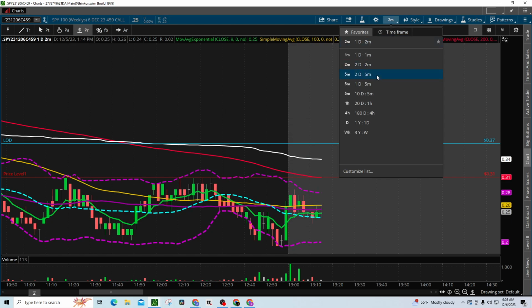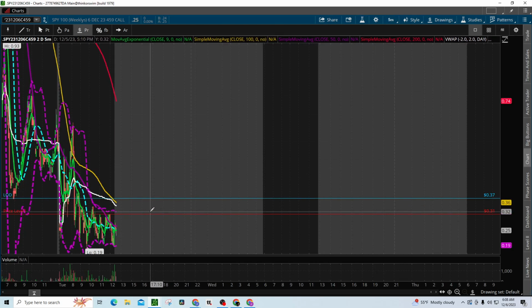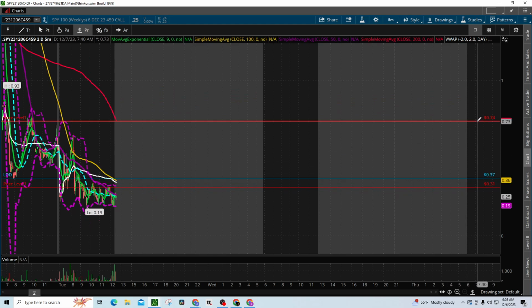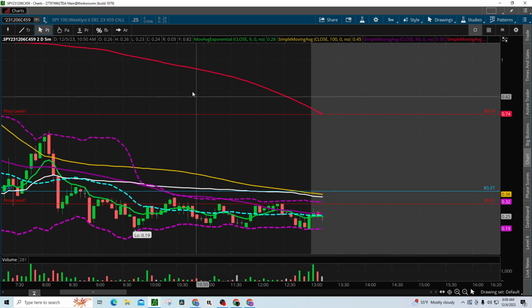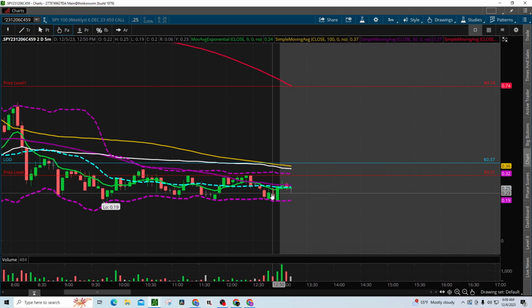Let's go to the 5-minute chart. Oh man, look at that, dude. That's the profit window right there. So the profit window is from 31 to 74. If that is the case, if that's what happens, this is going to open up here. It could find resistance at the red here.